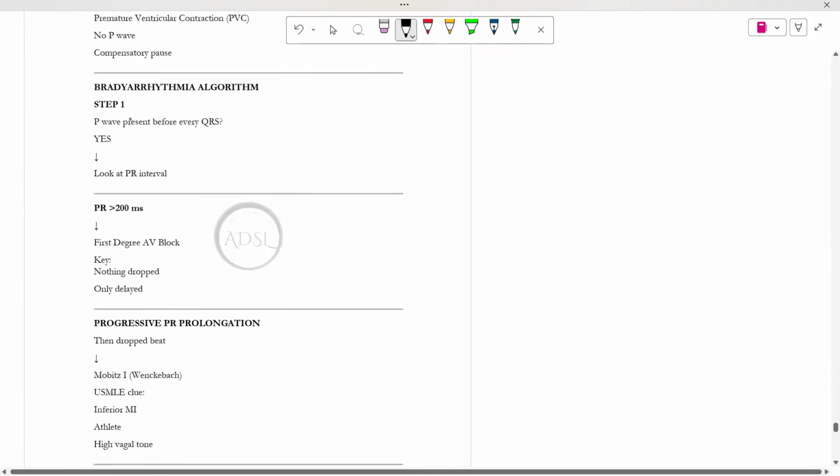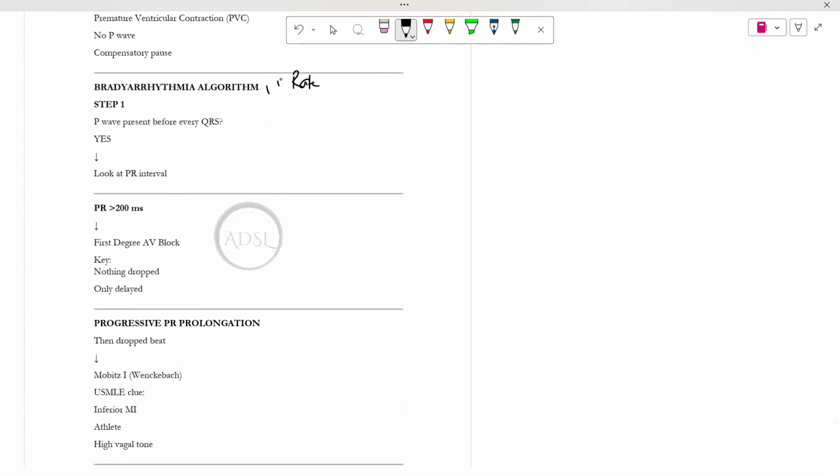Now you come to the bradyarrhythmias. So first thing we asked straight and we said bradyarrhythmias. So now what you will ask is, is there a P wave before every QRS? If the answer is yes, now you look at the PR interval. Is the PR interval more than 200 ms? If it is yes, then it is a first degree heart block.